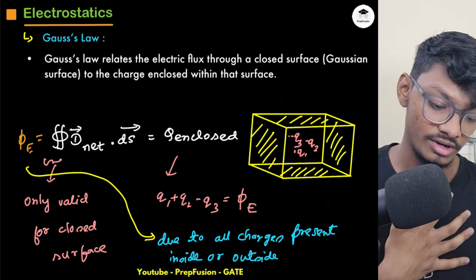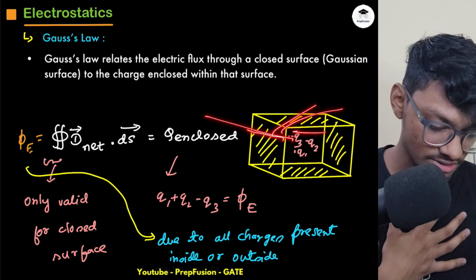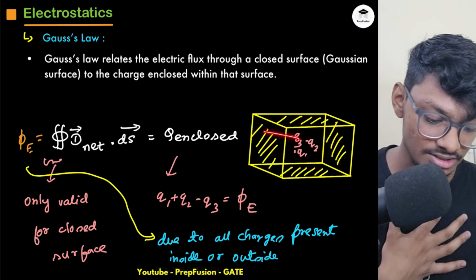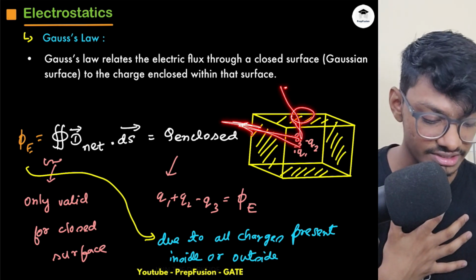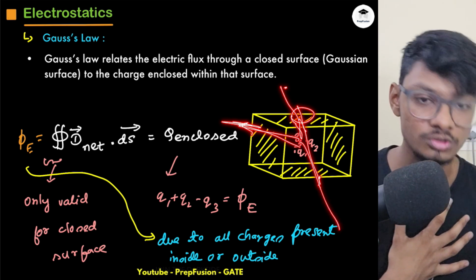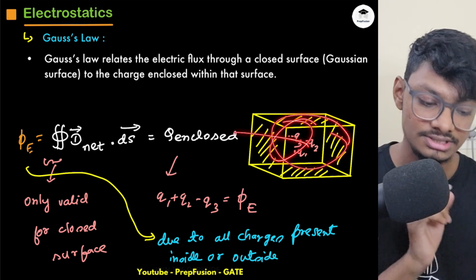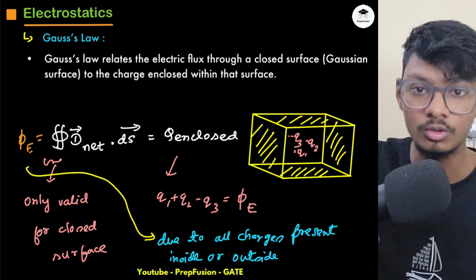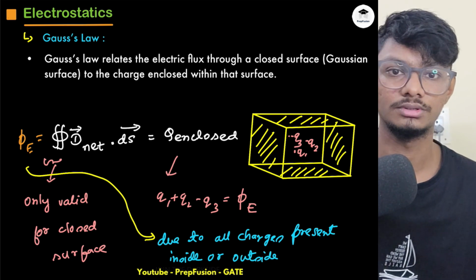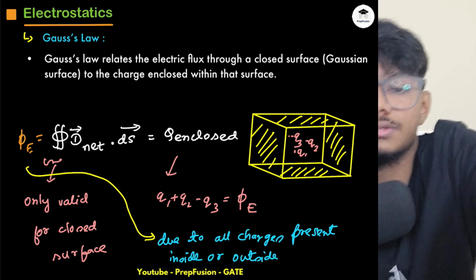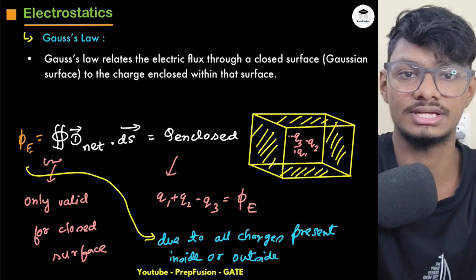For an outside charge, the field line doesn't cross the surface twice in the same way as an inside charge. This field line crosses the surface here, at surface 1 and surface 2. So it comes in and goes out, giving zero net flux inside. But due to the inside charge, there is some flux. That's why I don't care about outside charges. I only take care of the inside charges.